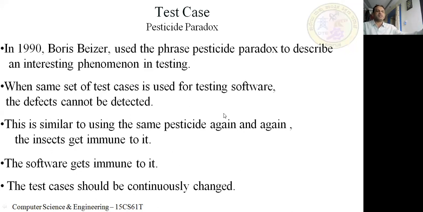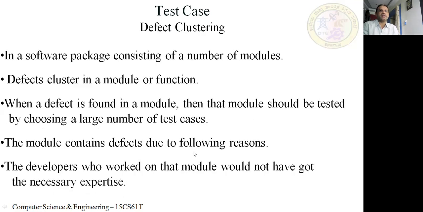If you use the same pesticide, what happens? The insects get immune to it. So we keep on changing the pesticide. Same way here also, we need to change the test cases so that we can identify the bugs. The software gets immune to it. The test cases should be continuously changed. So this we call the pesticide paradox.